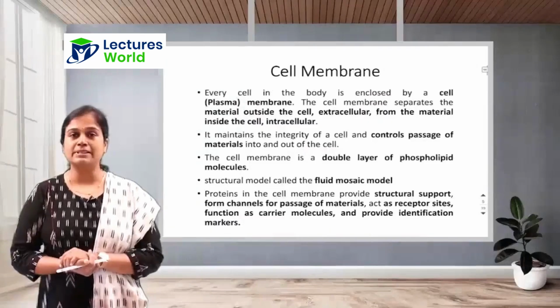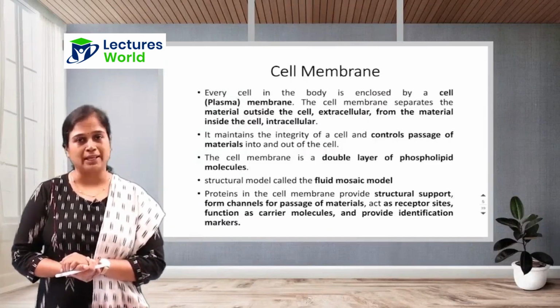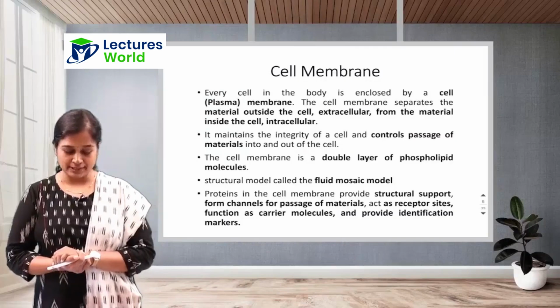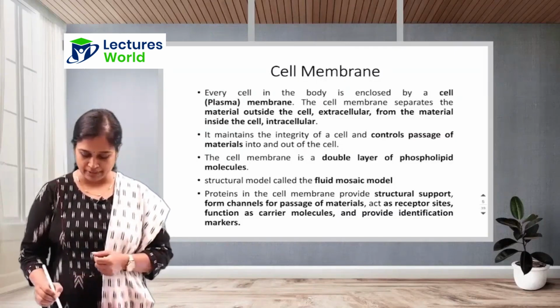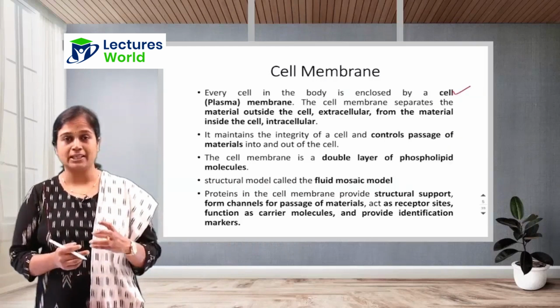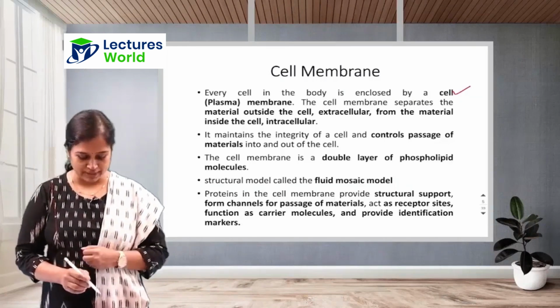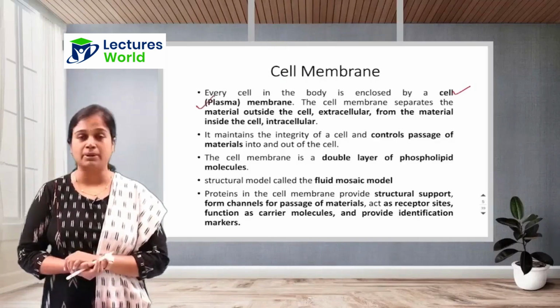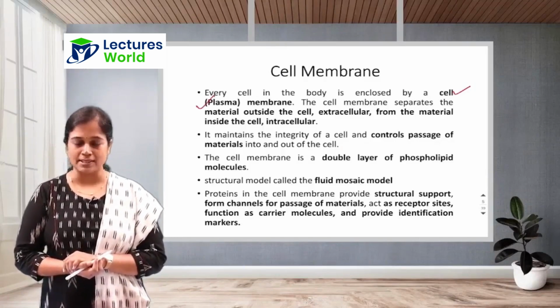So first we will see the cell membrane, or the cell wall, or the plasma membrane. Every cell in the body is enclosed by the cell membrane. Each and every cell is covered and enclosed by the membrane, which is called the plasma membrane, the cell wall, or also the cell membrane.